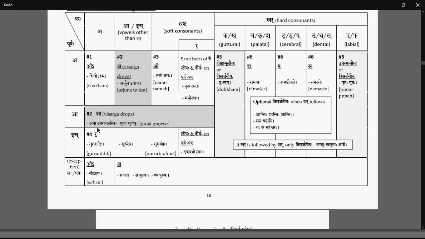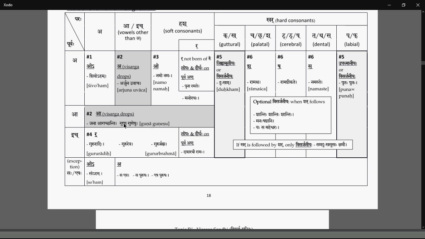Janaha Agachanti will become Jana Agachanti. There is a visarga lopa, the visarga goes away. Similarly, Gunaha Guneshu Vartante. So Gunaha, and Gakara is what? It is a part of hush pratyahara. Therefore, there is a visarga lopa. Gunaha will become Guna. Guna Guneshu.